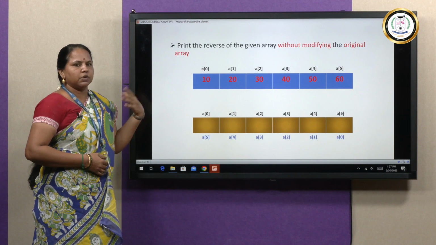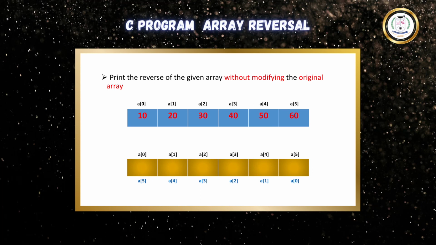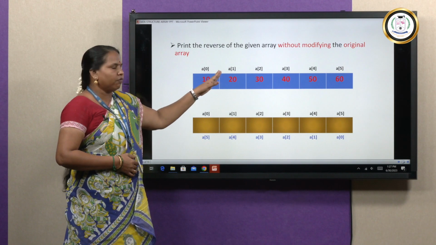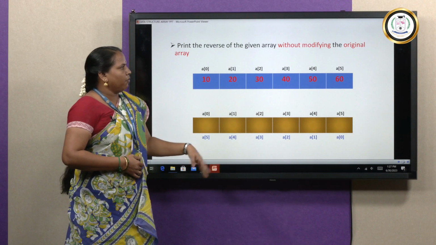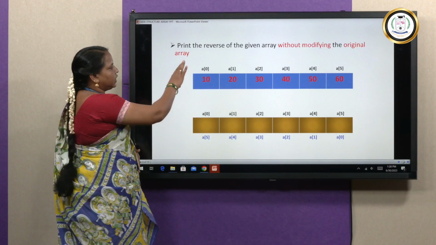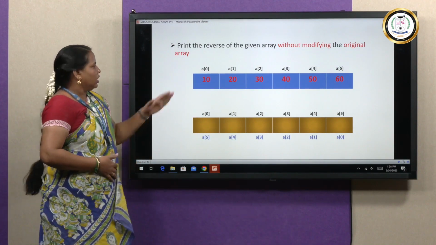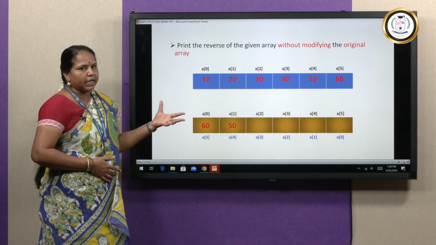An array is a sequence of data stored in computer memory. The first element will be stored in A of 0, the array's 0 index value, the second element in A of 1, the third in A of 2, the fourth in A of 3, the fifth in A of 4, and the sixth element in A of 5. We are going to reverse this without changing the original content of the array. So the index values will be the same. I am going to place the last element in the first position, so 60 will come here. This is done manually. We are going to discuss how it is done using a C program.